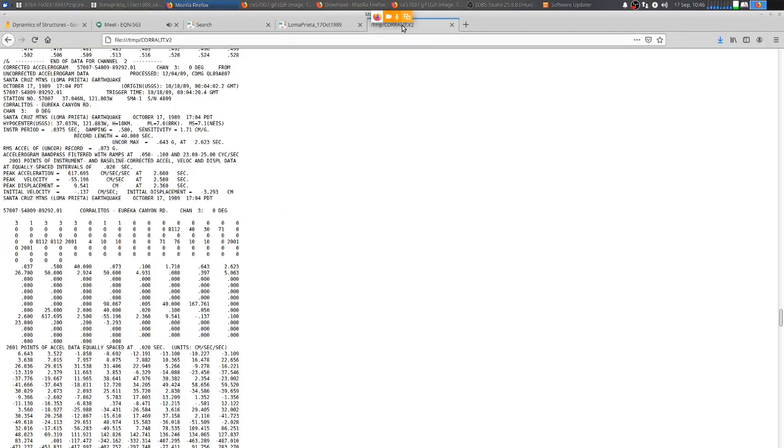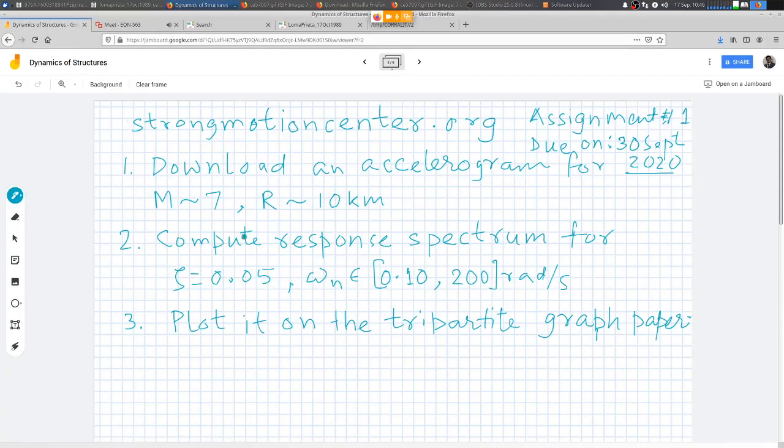Okay, fine. So you need to find from this strong motion center any time history of an earthquake of around magnitude 7 recorded within a distance of 10 kilometers. So I can say in the range of 10 to, let's say, 20 kilometers, anything in between 10 to 20.